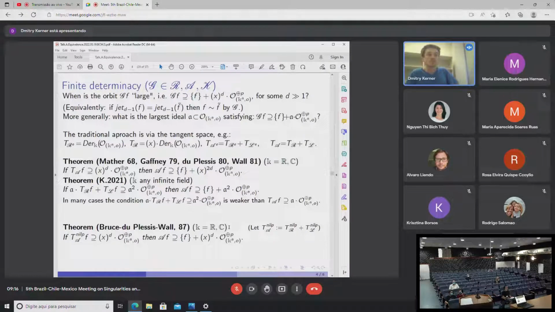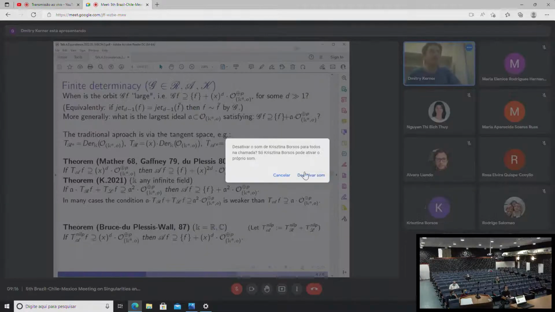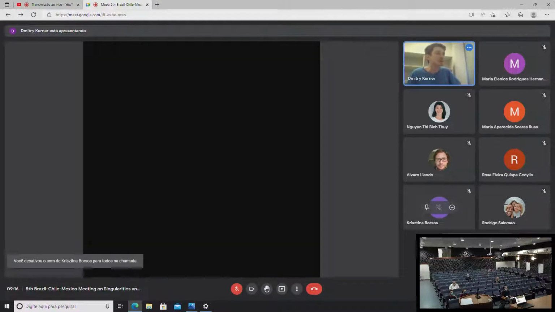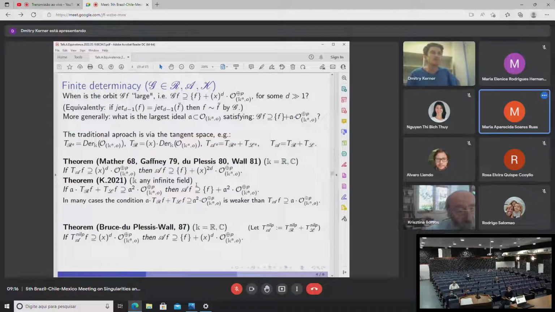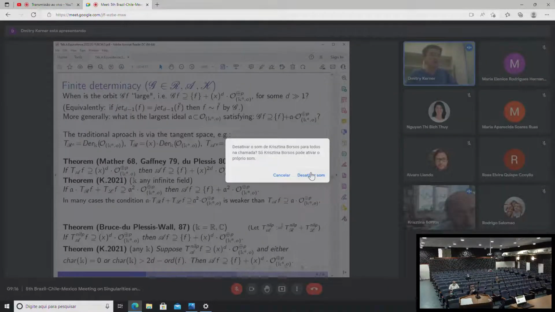And again, all this was over real or complex numbers, and the proofs used integration of vector fields, and somehow it was not clear how to prove such things over an arbitrary field. But well, now it is possible.